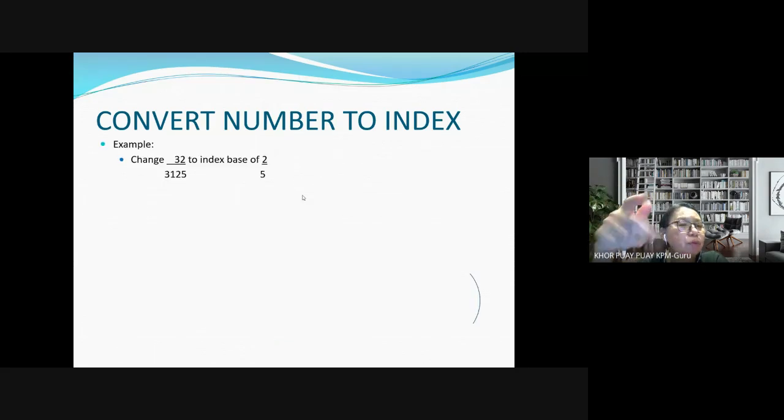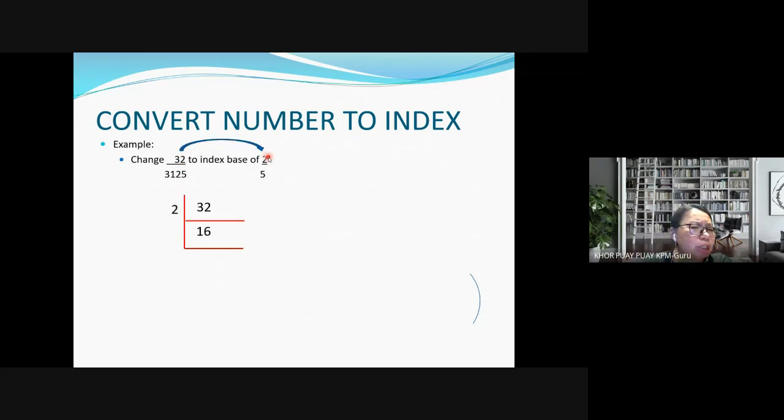Okay, so what if you have a number that is in fraction that you need to convert? The base also is fraction. So what you do is you will take the number that is on top of the fraction, you divide repeatedly by 2, and then the number at the bottom, you also repeatedly divide by the number at the bottom. So you do separate repeated division. Okay, so 32 you repeatedly divide by 2, and then the 3,125 you will also repeatedly divide by 5.